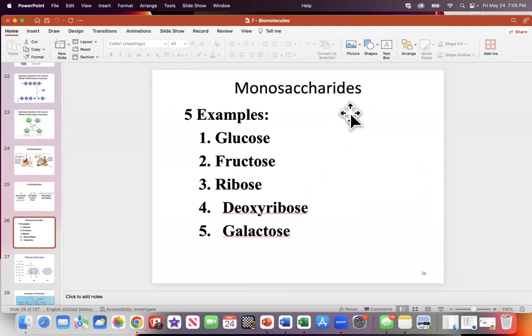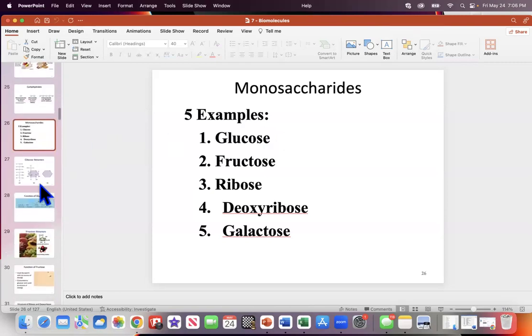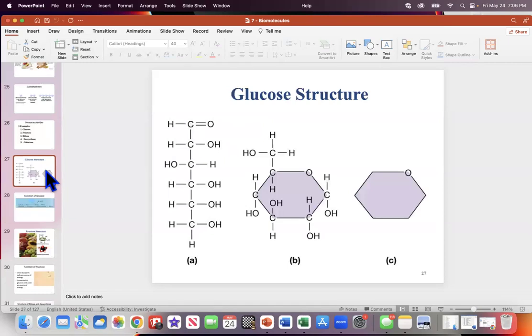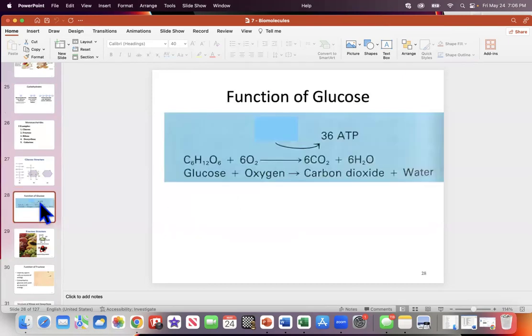Okay, so monosaccharide, that's the simple sugar. 5 examples: glucose, fructose, ribose, deoxyribose, and galactose. The first one is glucose, and that's the most famous one, also the most common monosaccharide. Yes, I won't ask you the structure, so don't worry about memorizing them. Glucose, what's its function? Every living cell in your body needs to have ATP because ATP is the energy source directly used by living cells.